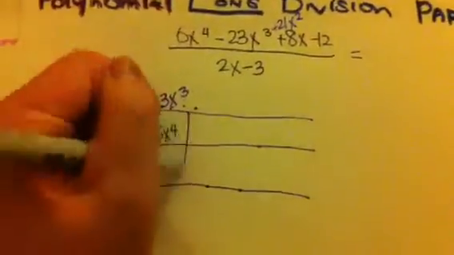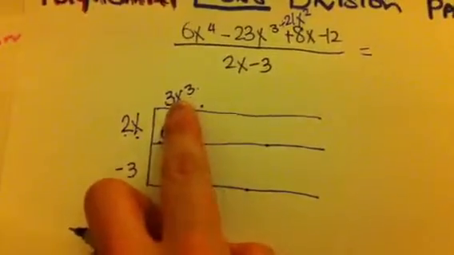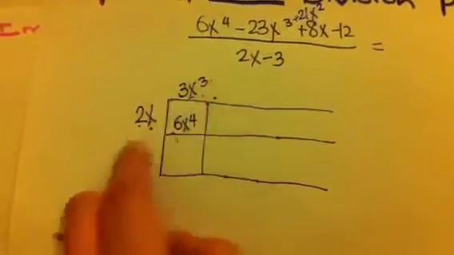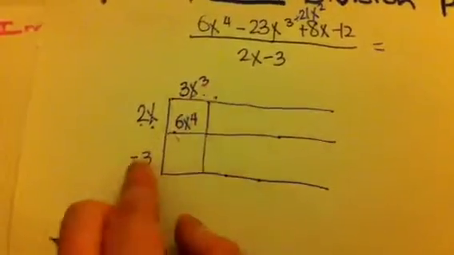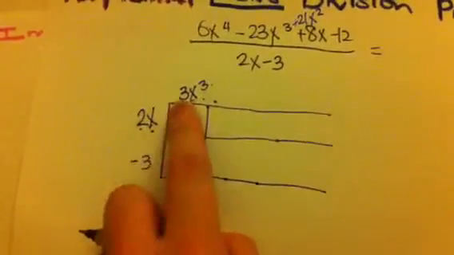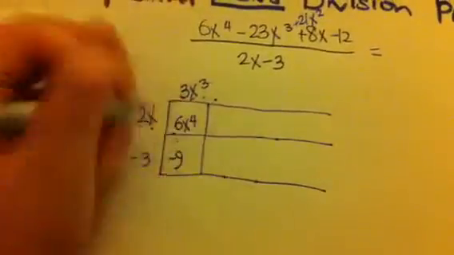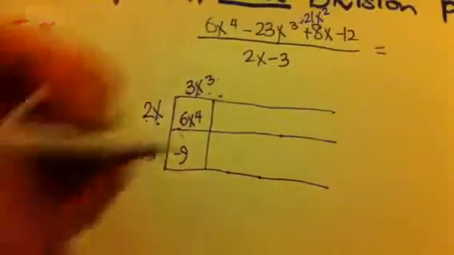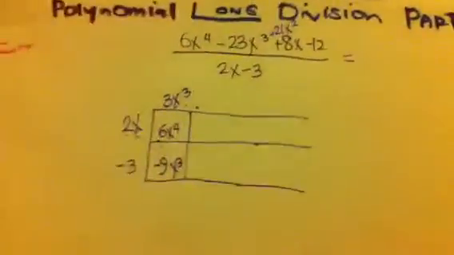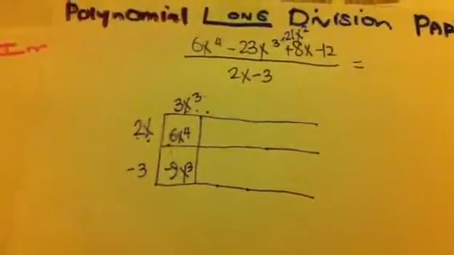Okay? So since we know what goes on top, as always, we go ahead and we multiply on the outside to get to the inside. So 3x cubed times negative 3. Look at the numbers first. Negative 3 times 3 is negative 9. Look at then the letters next. x to the third times, well, there's nothing else, so x to the third. So now we have negative 9x to the third.